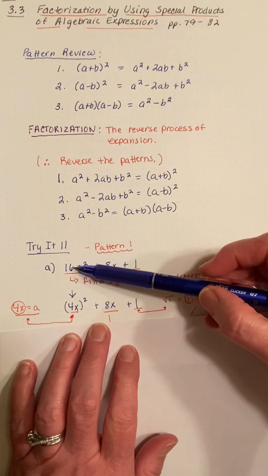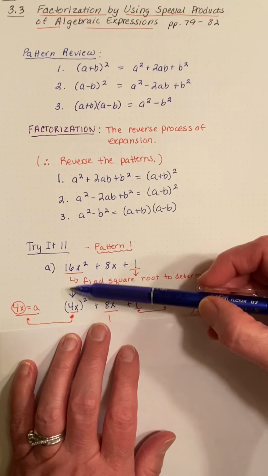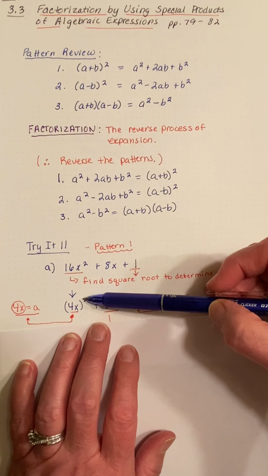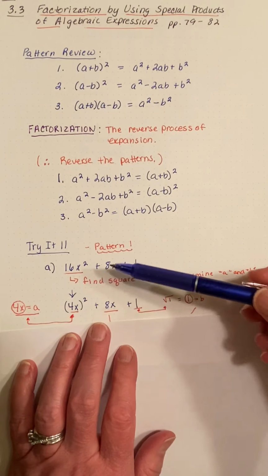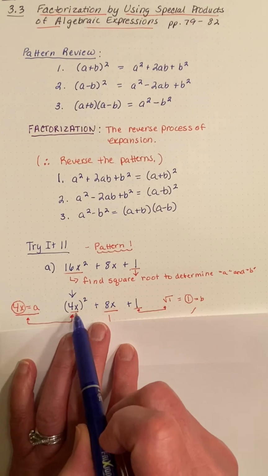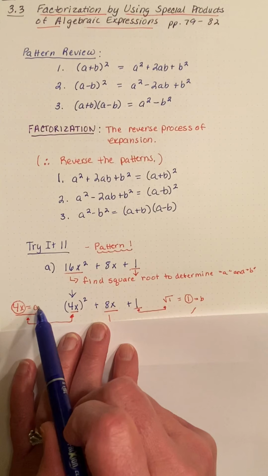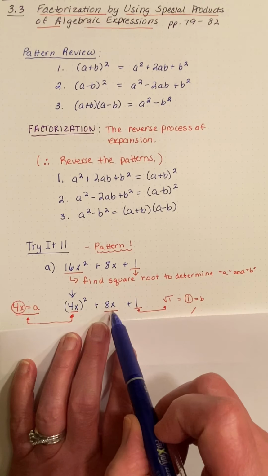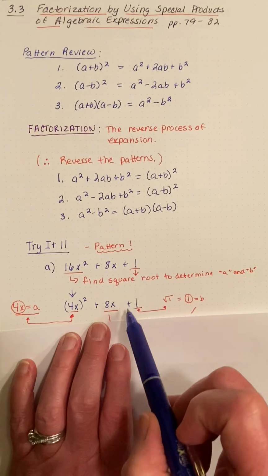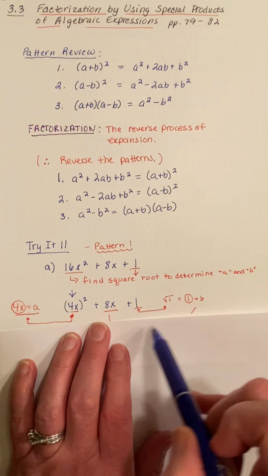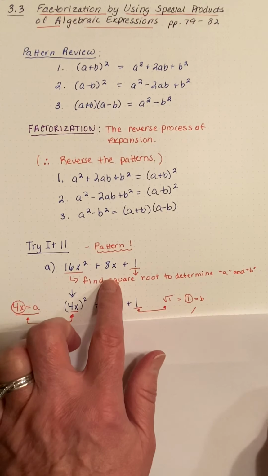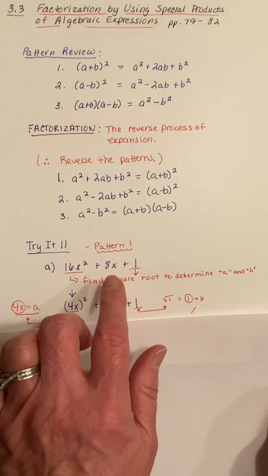So the square root of 16, of course, is 4. The square root of x squared is x. So (4x) squared would be, as I'm working backwards, and so in this case, 4x will equal the a. Plus 8x, I'm going to get to that in a moment. But then, of course, the square root of 1 is just 1. Therefore, 1 is b.